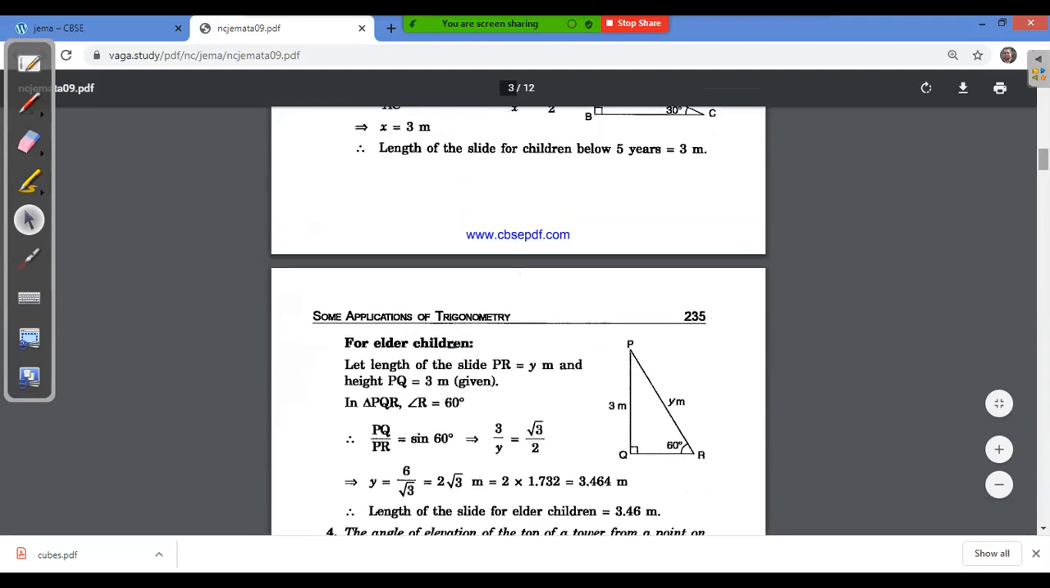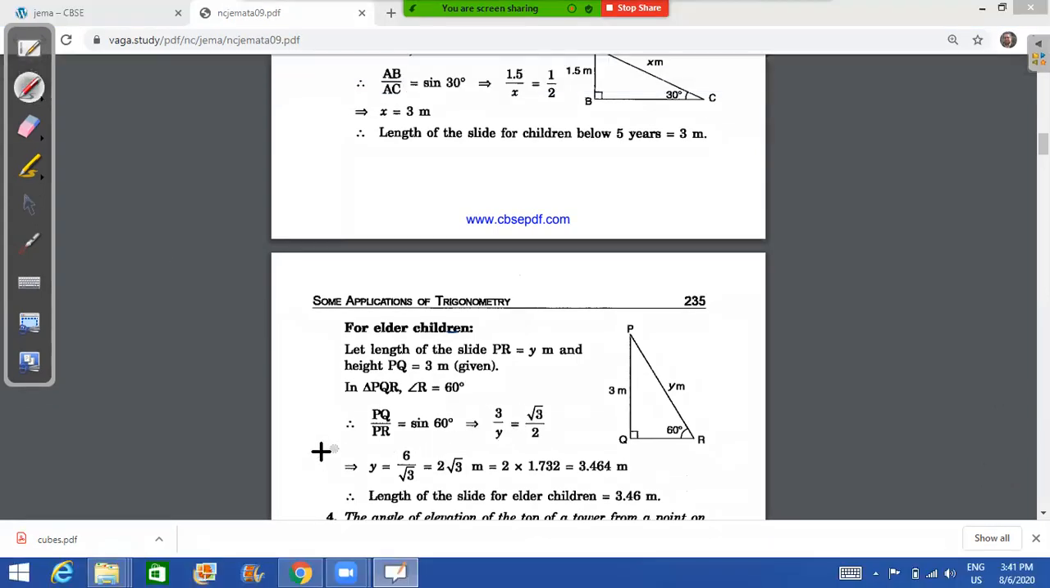In the second part now, we have to find out again the hypotenuse, the length of the slide, but the dimensions are now different. The angle of elevation has changed to 60 and the height of the slide is now 3 because this is for older children as per the question. So again, I'm going to use sine 60 is equal to perpendicular by hypotenuse. So sine 60 value is root 3 by 2, perpendicular is given 3. So hypotenuse is the unknown term here. When I cross multiply this, I'm going to get root 3y is equal to 6.